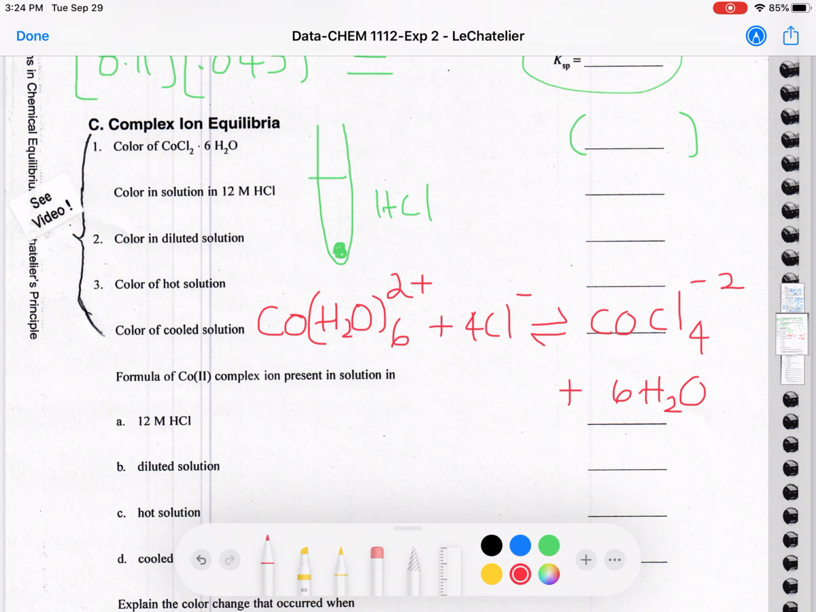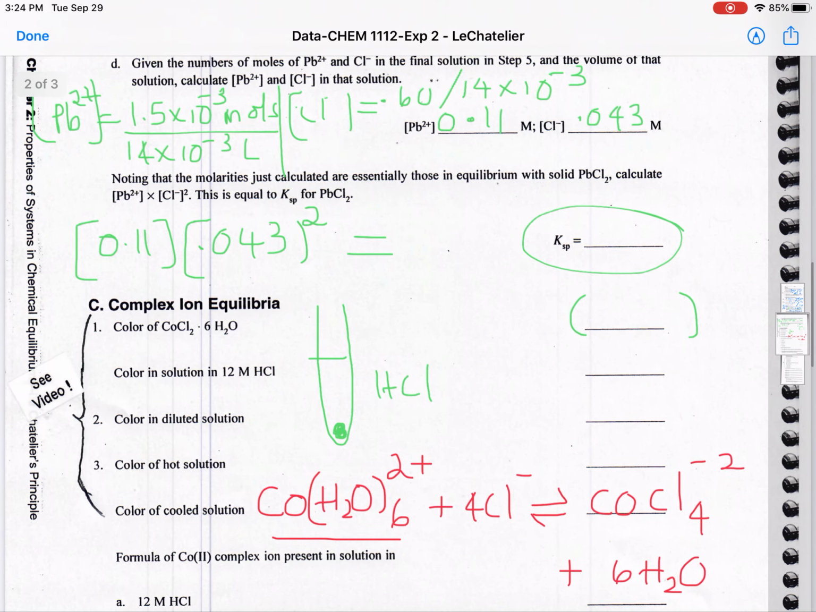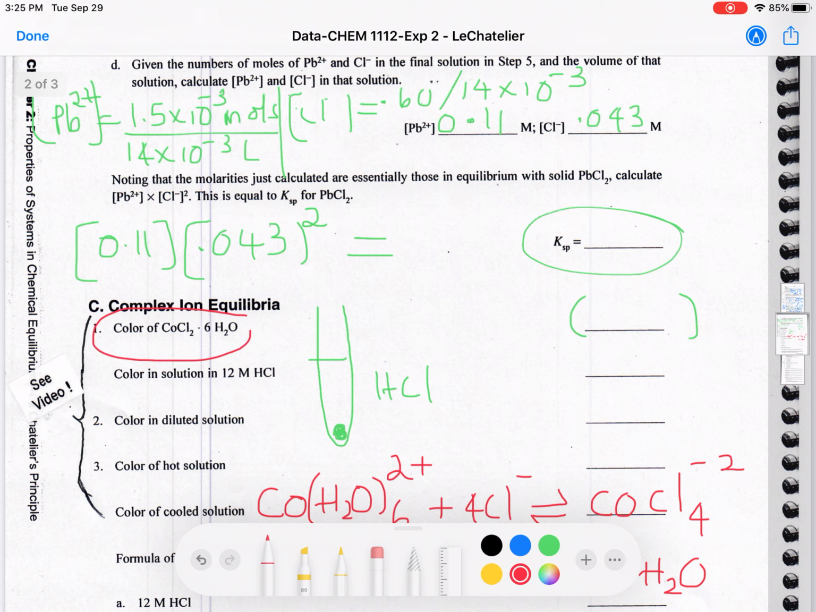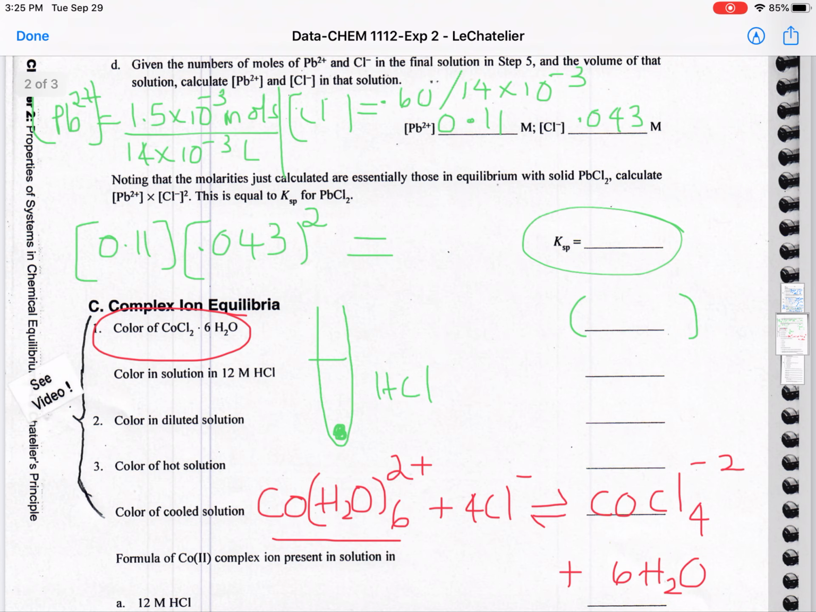Now, if you start with cobalt water, so this is what we started with, because that is the form that exists in the original compound. We're going to be using cobalt chloride hexahydrate, so this is the form that exists in the solid form. And then you add hydrochloric acid, so you will see the color of that complex.